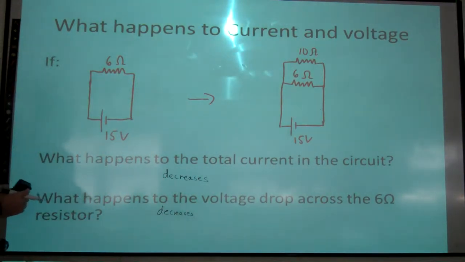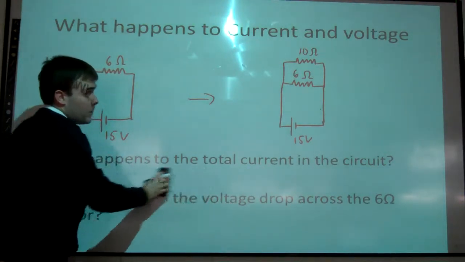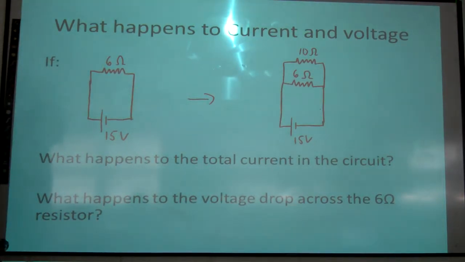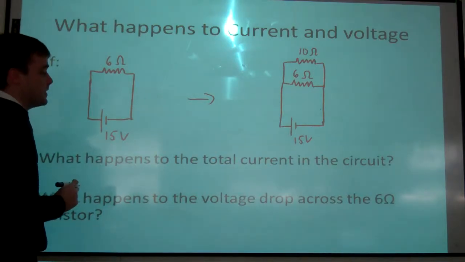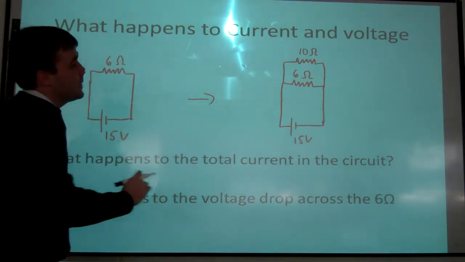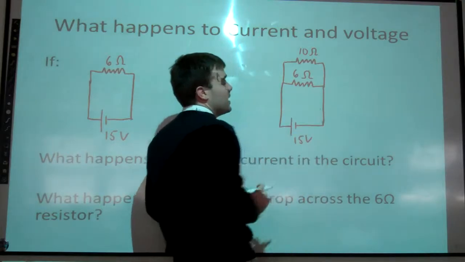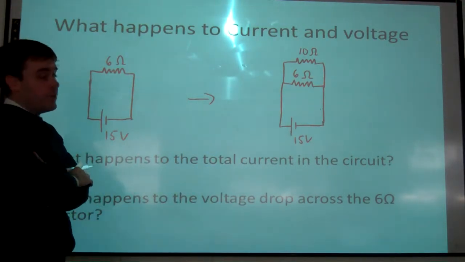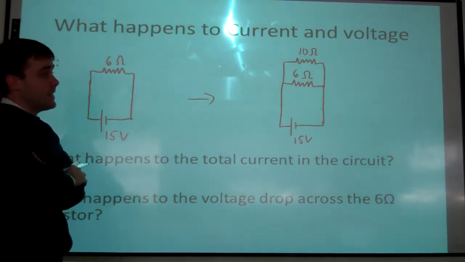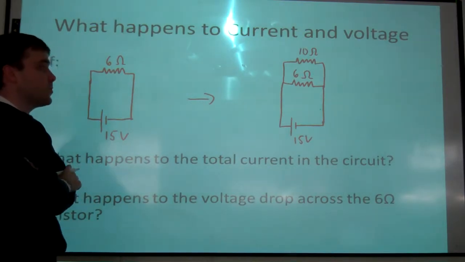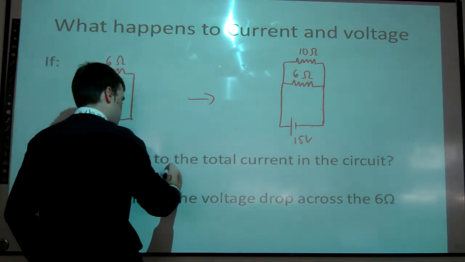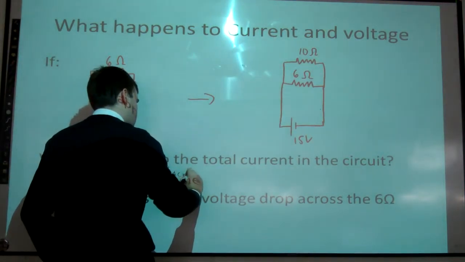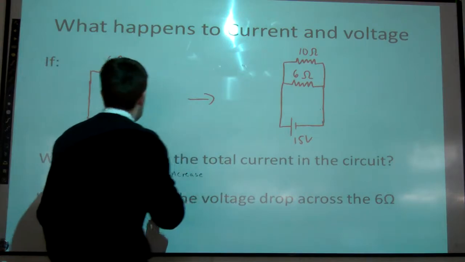What happens to the total current in the circuit? Again, what we want to think about first is what happens to the total resistance. The total resistance in this case is going to decrease because we're adding a resistor in parallel. When we add another path, the total resistance decreases, and that means the total current in the circuit is going to increase.